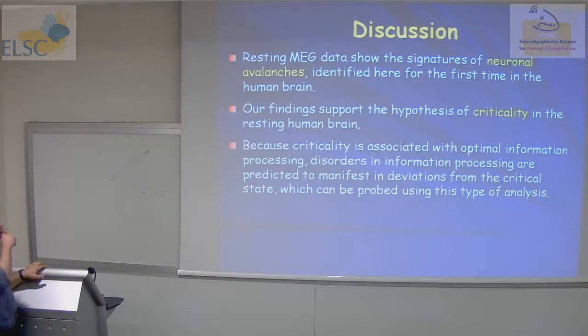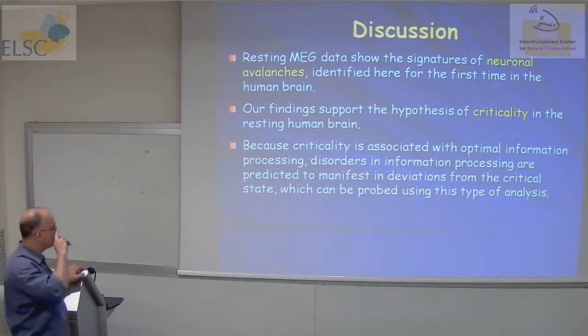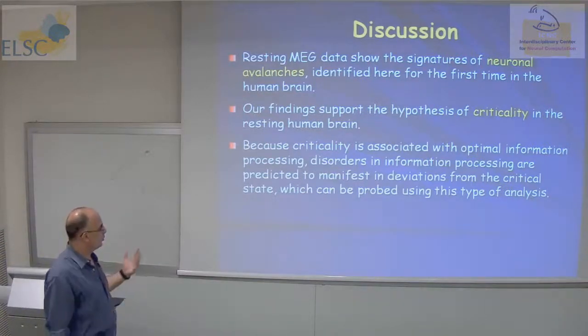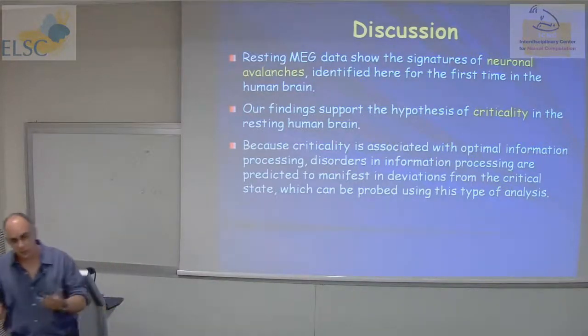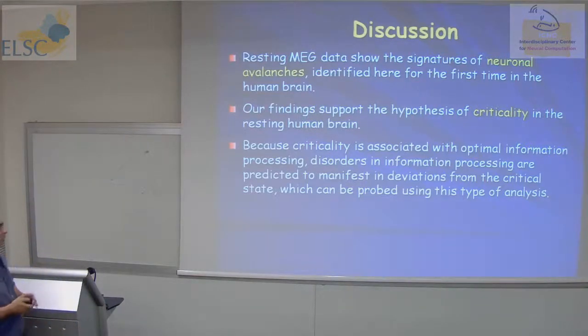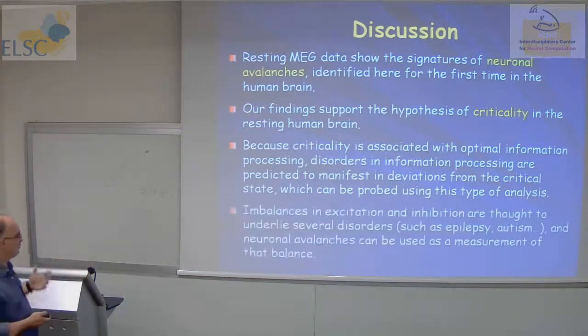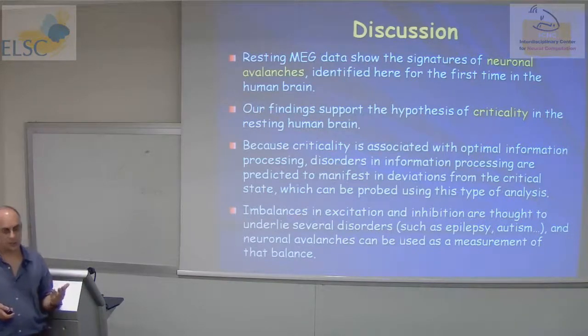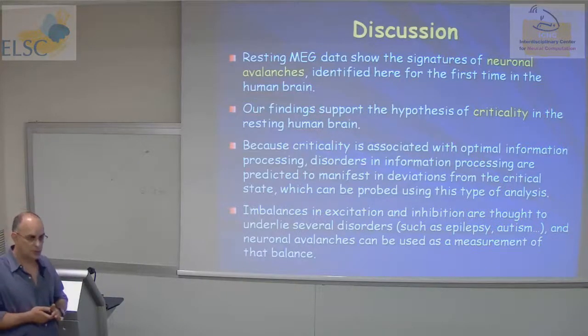Now, it's more than that. Criticality is associated with optimal information representation. So you expect that some disorders in information processing may be reflected in deviations from criticality, and we can probe that with this analysis. Even more specifically, I showed you that the avalanche analysis is sensitive to imbalance of excitation and inhibition. If you have too much excitation or inhibition in the system, you get deviations.